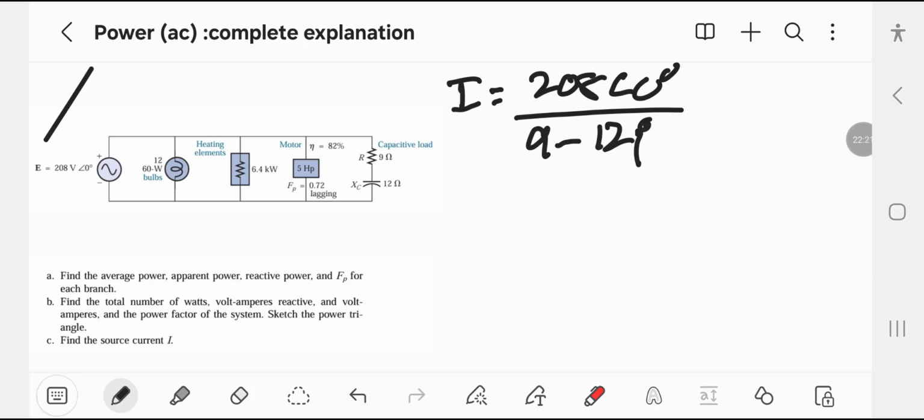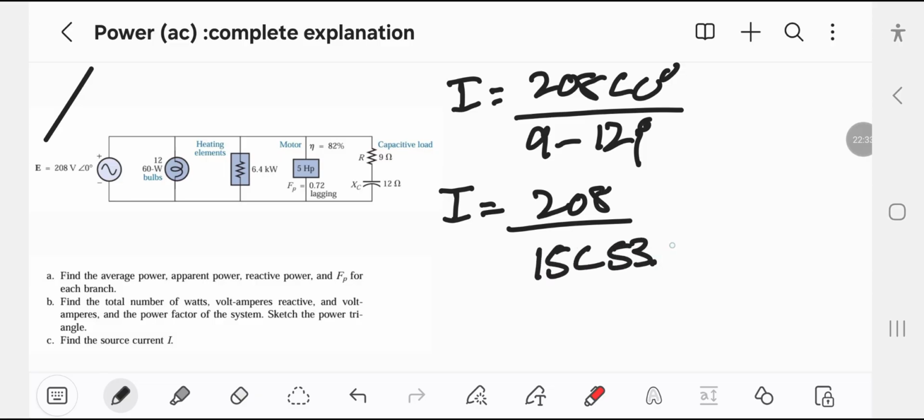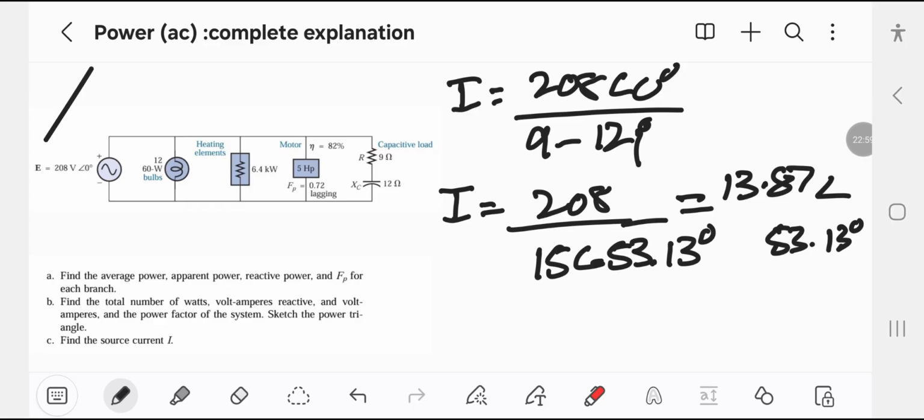If we put all the values here, we can easily find the current, which is equal to 0.87 with the angle of, this is actually minus, so when we move it to the numerator it becomes plus, 53.13 degree. So the current is found in this case.